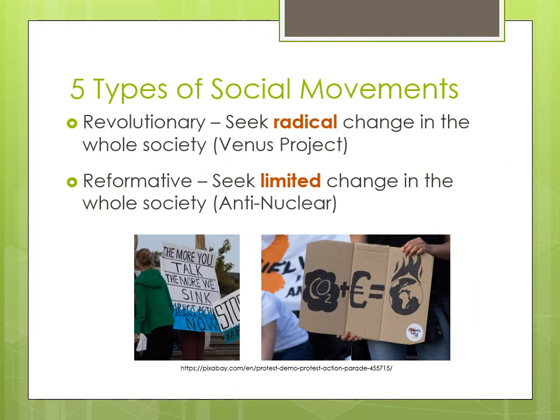There are 5 types of social movements. Revolutionary is one of them. And this type of social movement seeks to have radical change in all of society. And I have included here an example that's called the Venus Project. It was a group of individuals in Florida that wanted to actually do away with all monetary exchanges, where they wanted to create an environment where it was all very communal, and they were using high-tech metals, high-tech technology. And so this type of project basically wanted to do an extreme change, and they were starting with this group.